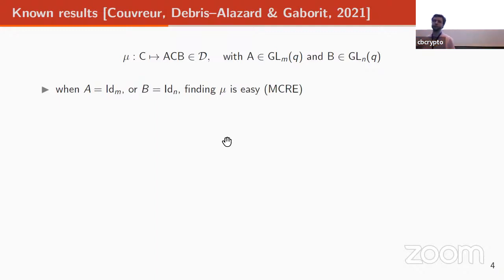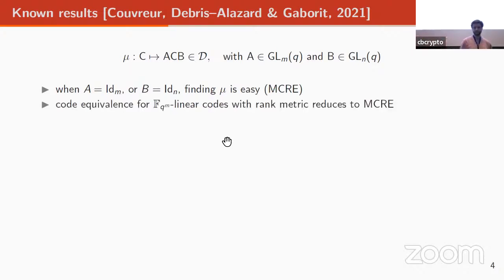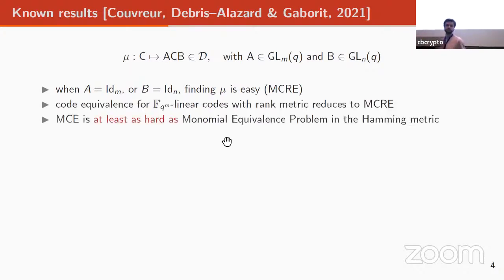Because for vector rank codes, if you would add on the left by an invertible matrix, well, we have this F_q^m linearity already in vector rank codes. So this action is mostly trivial. And so the equivalence of vector rank codes reduces to this problem, which is easy. So code equivalence for vector rank codes we cannot really use. That's why we use these matrix rank codes.